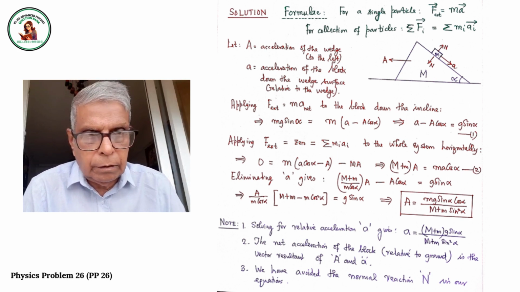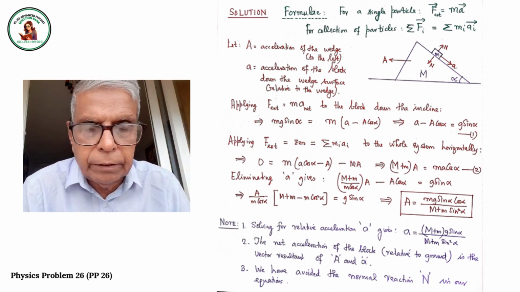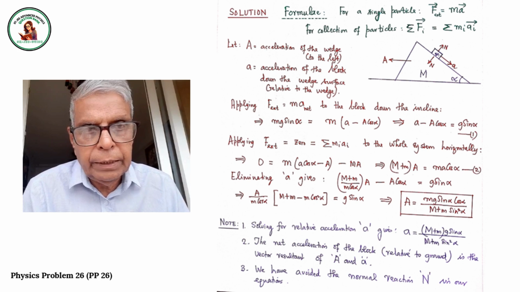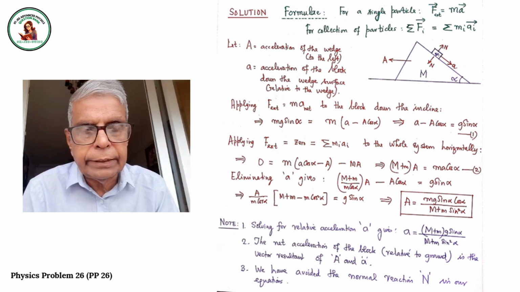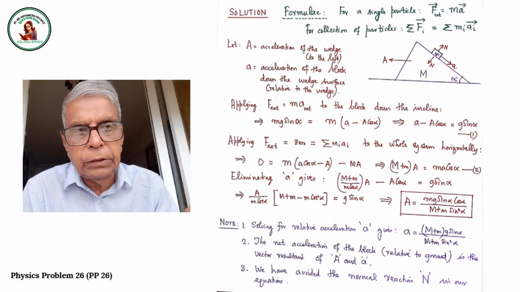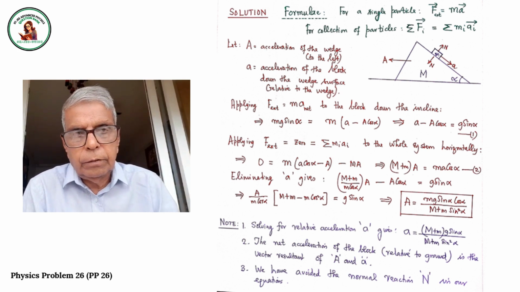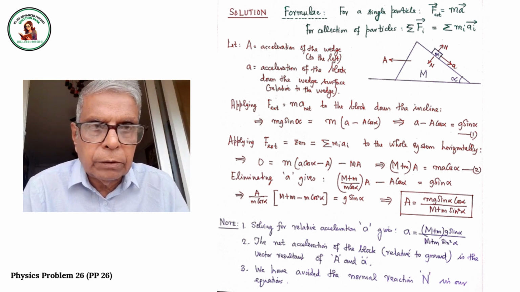Then, since there is no friction, according to the data, there is no chance of any horizontal force on the system. Net horizontal force is 0. The second equation is based on that idea. That is, net external force equal to 0 in the horizontal direction, and sigma mass into acceleration is used in that equation. So, using two equations, we are able to solve this problem.